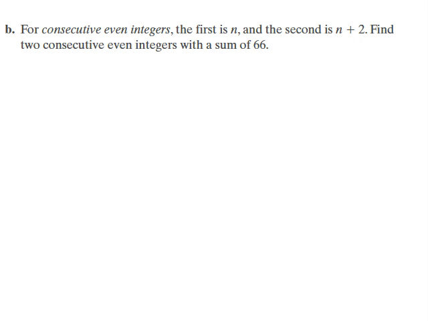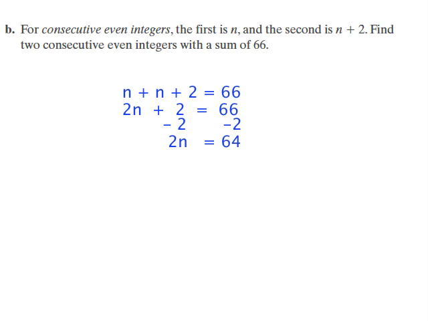For 2B, it says for consecutive even integers, the first is n, the second is n plus 2. Find 2 consecutive even integers with the sum of 66. So we would have n plus n plus 2 equals 66. We can combine the two n's together to get 2n. So we have 2n plus 2 equals 66. Subtract 2 from both sides of the equation. So you're left with 2n equals 64.